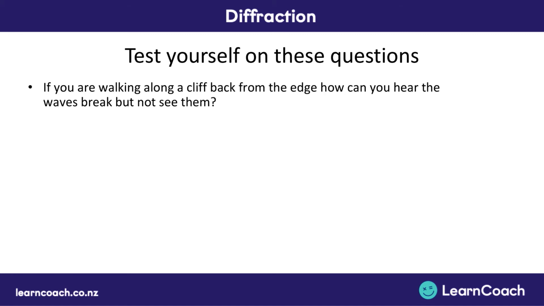If you're walking along a cliff back from the edge, how can you hear the waves break but not see them? This is due to how sound and light diffract. Sound has a big wavelength, so when part of the sound wave is stopped by the barrier, the rest of it bends around the cliff and can reach your ears. And this is why you can hear the waves break. However, the light from the waves breaking is a very short wavelength, so when part of the light wave is stopped by the cliff, it doesn't bend very much at all, so your eyes can't pick it up.